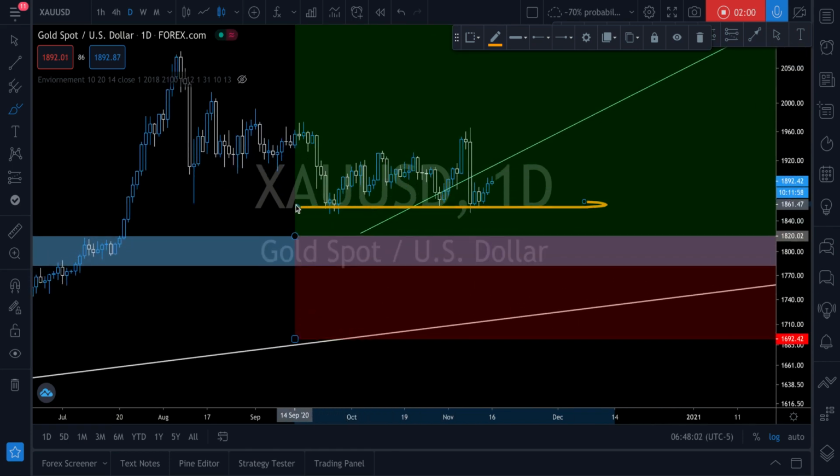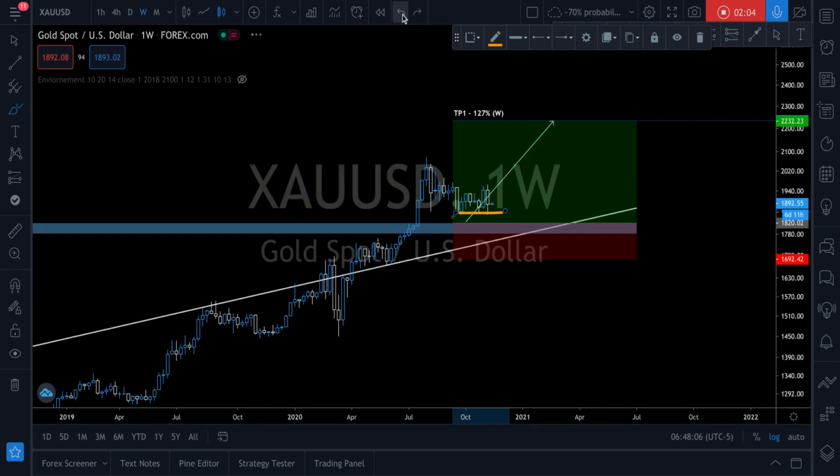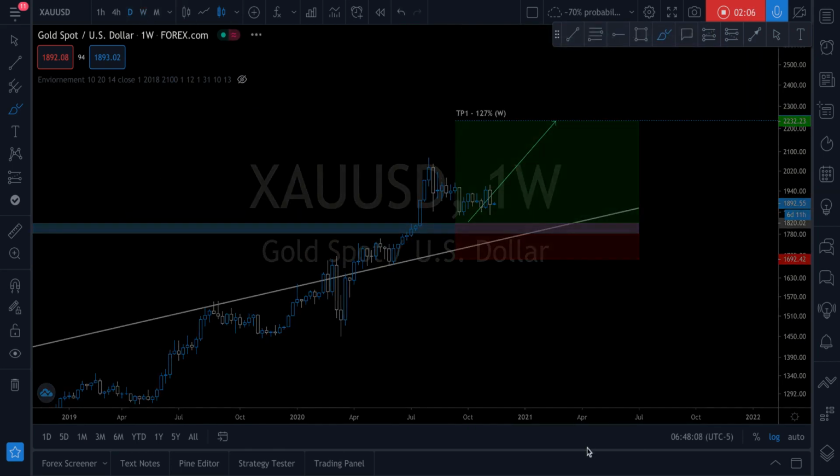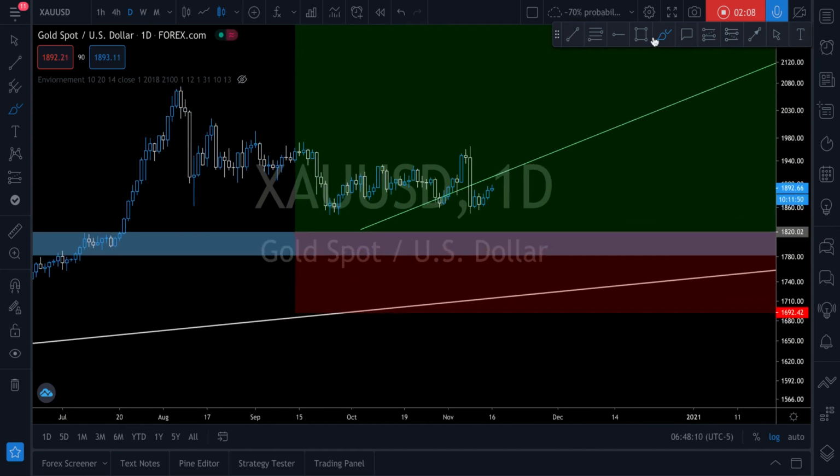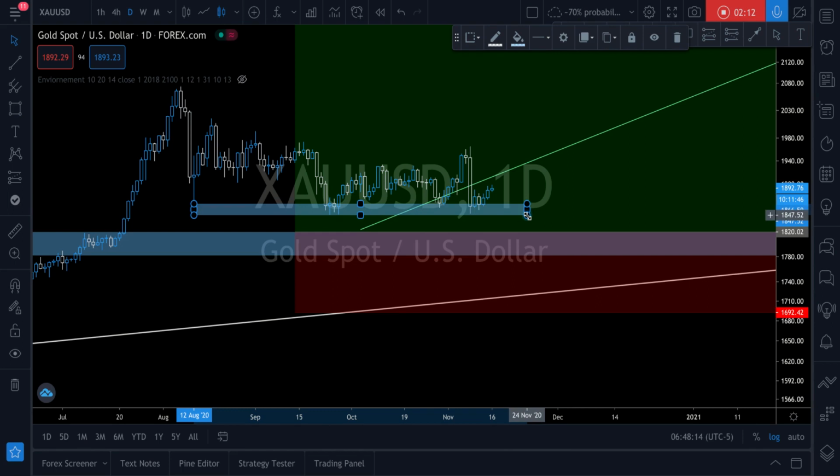Like I said, we have that support, and if we bring it back a little bit further, let's go down to the daily again. We could see that it actually was support on 4 occasions. So now we are looking for an opportunity to buy.